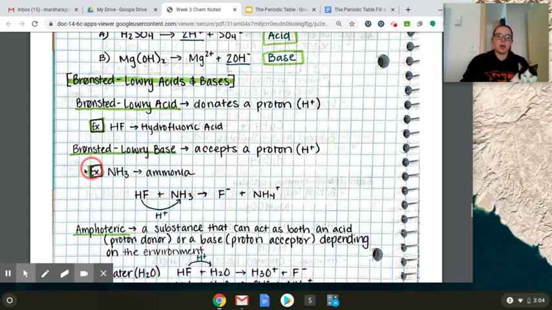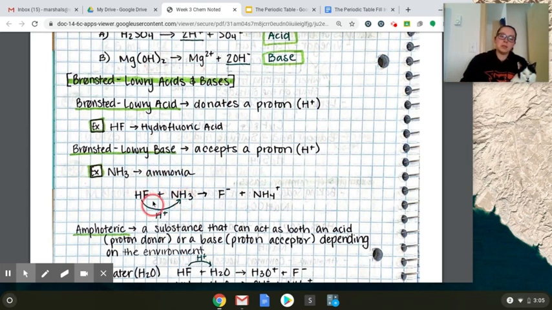A Bronsted-Lowry base is the thing that accepts the proton, or accepts that H+. A good example, which is an example of a household cleaner, is NH3, or ammonia. So when we mix these two things together, or they go through a neutralization reaction, the hydrofluoric acid is going to donate this proton to the NH3, and this NH3 is going to accept that proton.